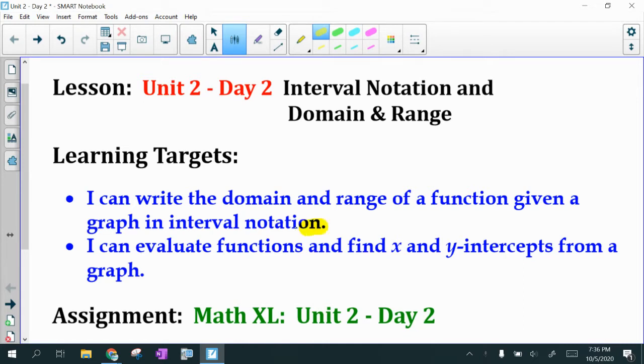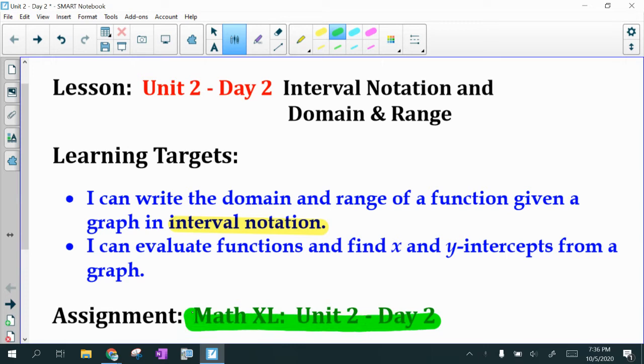Now, please understand that's going to be the emphasis, and this is something that you're going to be running into not just for the purposes of this class, but also moving on. And we're going to be evaluating functions and finding x and y intercepts, and so on.